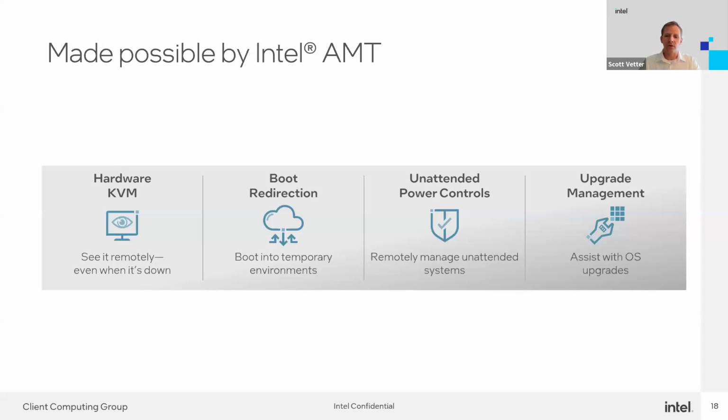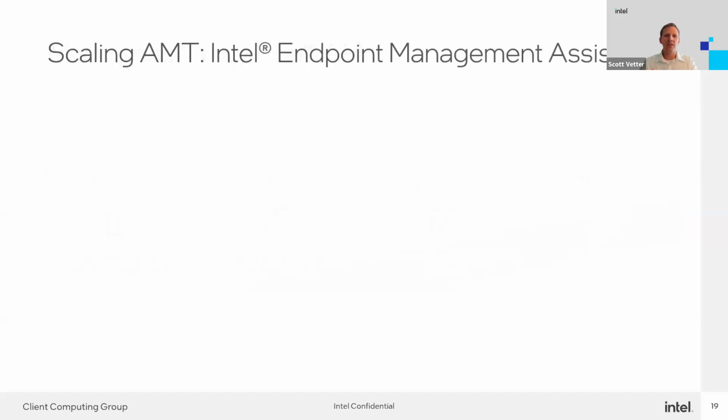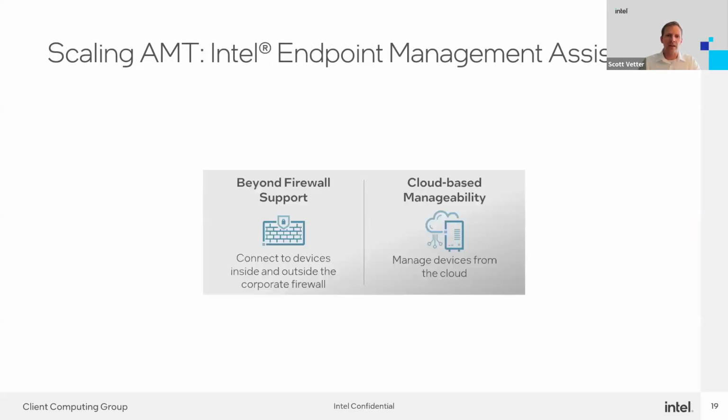Now, when you take AMT, remember, EMA is the next level up. That allows for the scaling of AMT. This is one of those unique interfaces that allows for easy third-party integration. But beyond that, if you're looking at just pure Intel EMA, two of the main feature sets here are that there's beyond the firewall support. It allows easy scaling no matter where your systems are. And there's cloud-based manageability for simple click UI interfacing for your IT administrator.